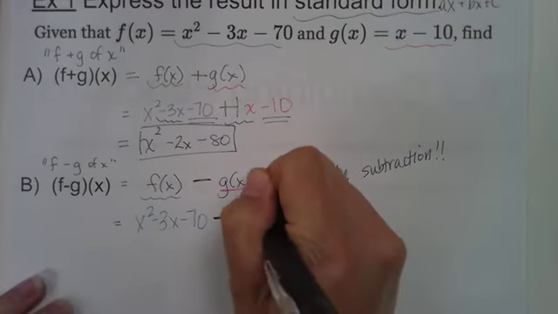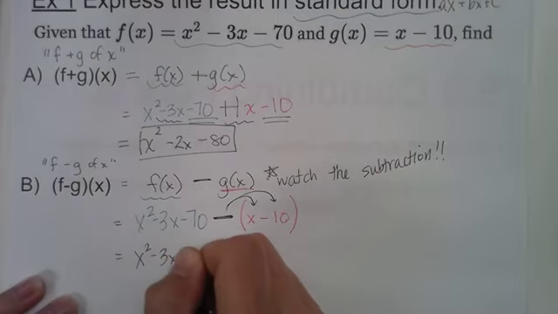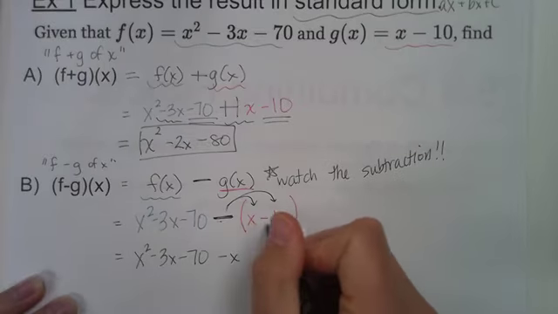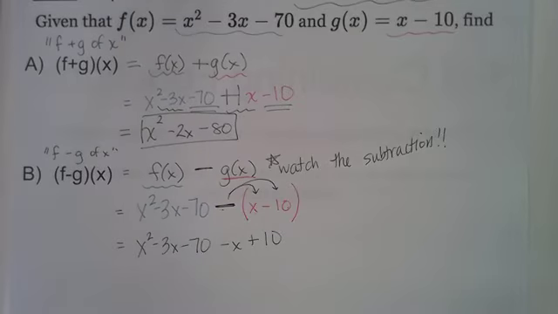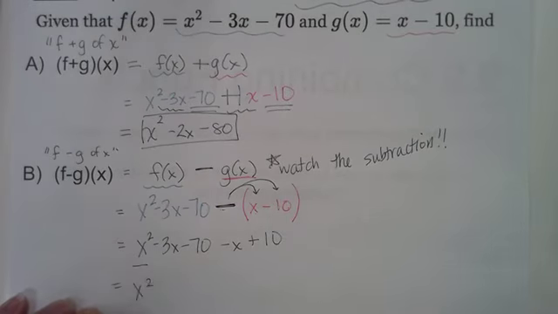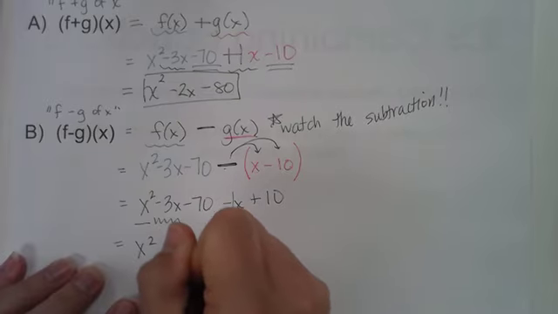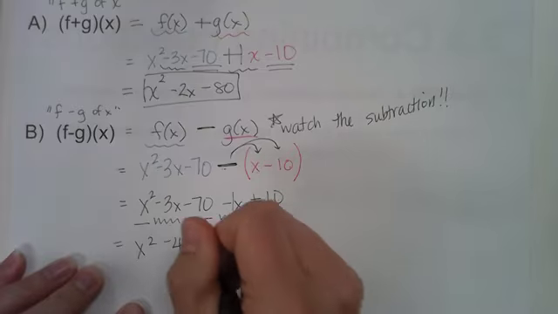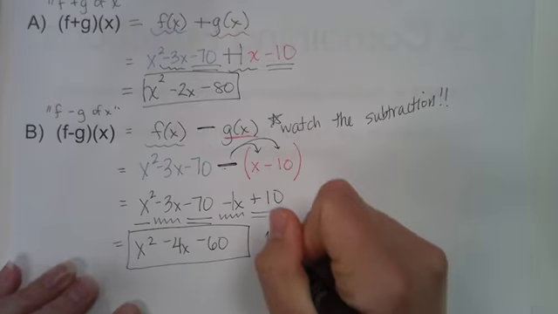Now, we do need to distribute that negative. X squared minus 3x minus 70. What's negative times x? Negative x. What's negative times negative 10? Positive 10. And now we can combine like terms. X squared has no friends. We have a negative 3x and a negative 1x, which is negative 4x. And then we have a negative 70 and a positive 10, which is negative 60. And here is our answer in terms of x.